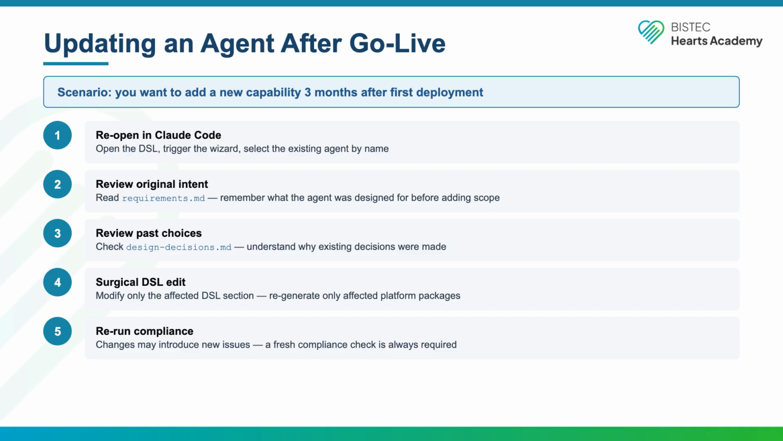Then make surgical edits: modify only the DSL sections affected by the new capability, and regenerate only the affected platform packages. You do not need to generate Bedrock and Vertex AI output if you are only changing a Copilot Studio topic. Always rerun compliance after any significant DSL change. A new integration might trigger a DLP flag, or a configuration change might introduce a new issue. A fresh compliance check on every meaningful update is required.